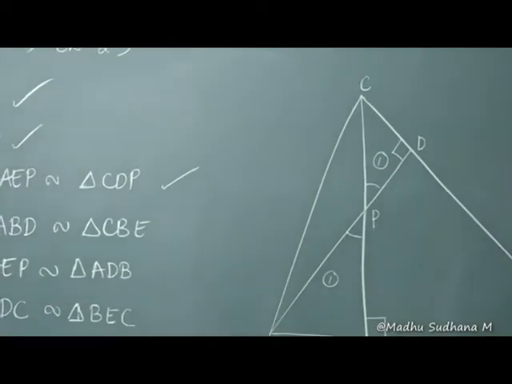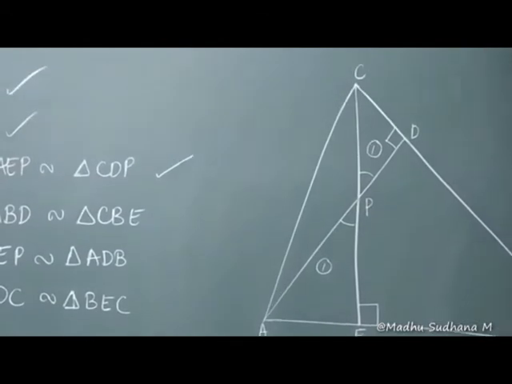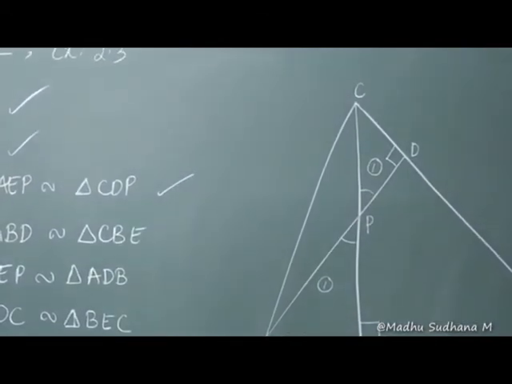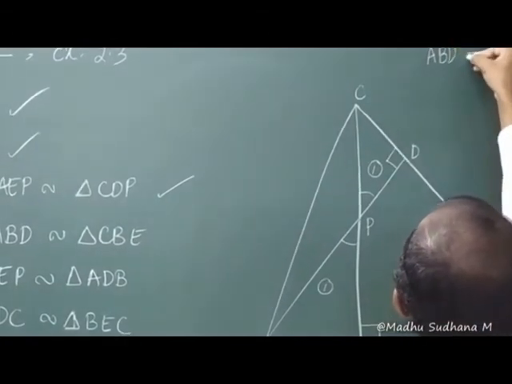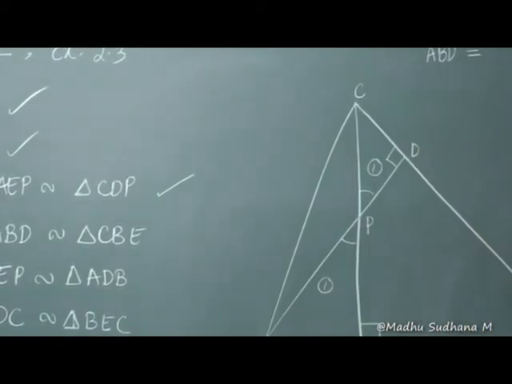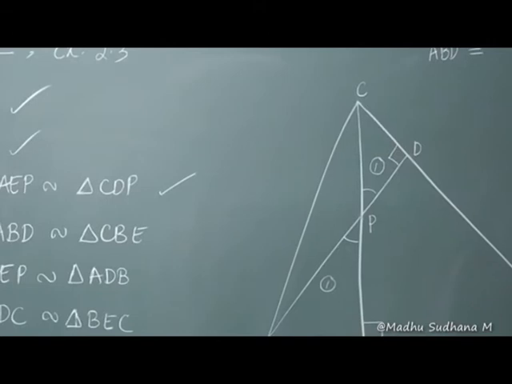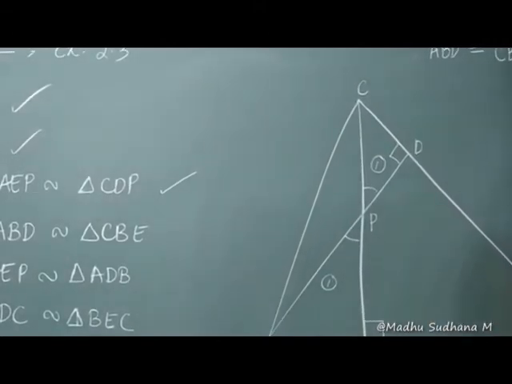See, can you find a common angle here? We can find a common angle to both these triangles. So how to write it now? Angle ABD is equal to angle CBE. So I can write common angle B.